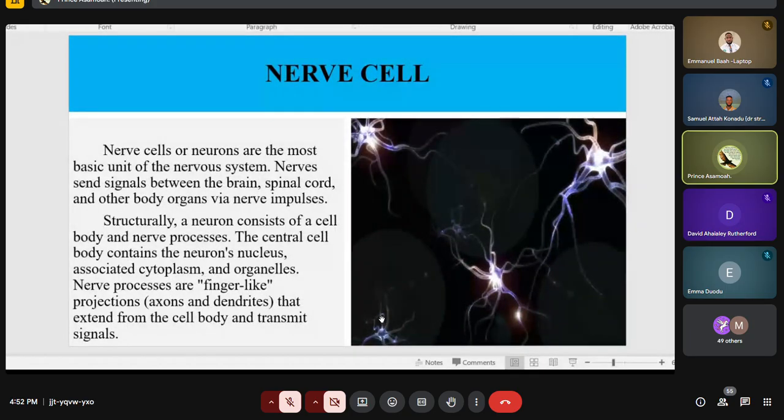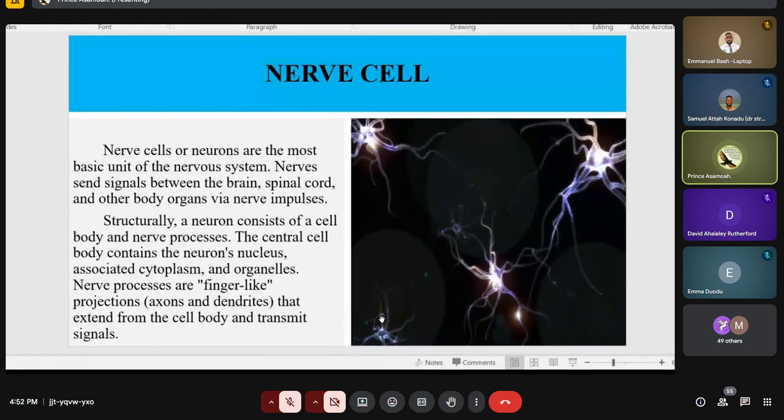Now we go to the nerve cell, or what we call the neurons. The cell of the nerve is the neuron. They are the basic unit of the nervous system. The nerves send signals between the brain, spinal cord, and all other body parts. Structurally, a neuron consists of a cell body and nerve processes. The central cell body contains the neuron's nucleus, associated cytoplasm and organelles and all that.